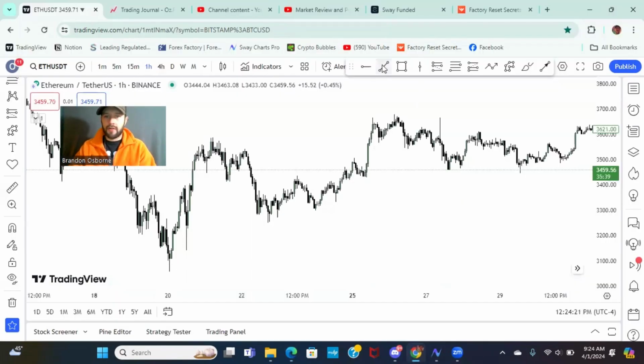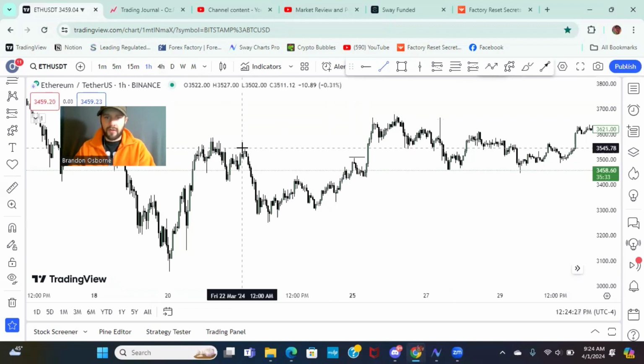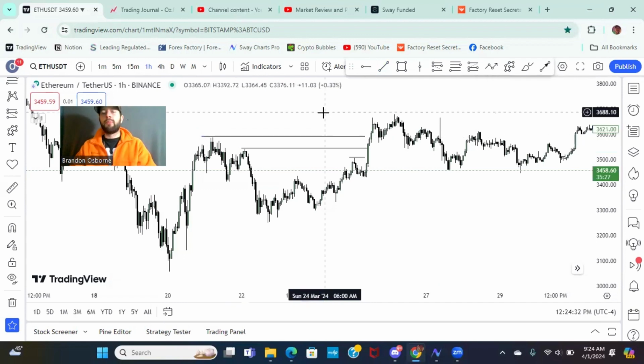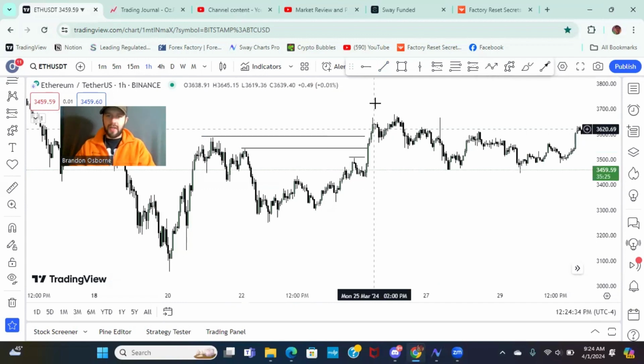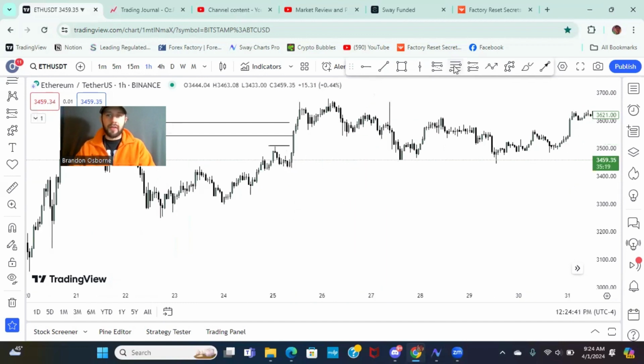And what do we got here? So we got first break, that's a break of structure. Got the second break of structure, and you got the third break. Multiple breaks, regardless, you can see this is a big impulsive move to the upside, which is your desired direction. And then step two was what? Draw the fair value gap.